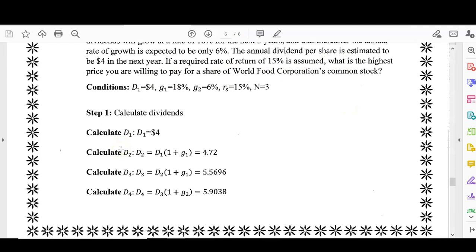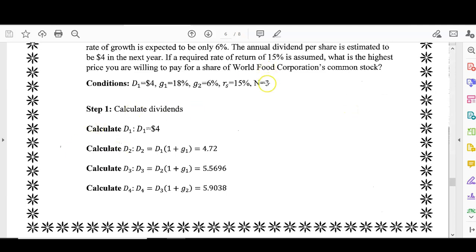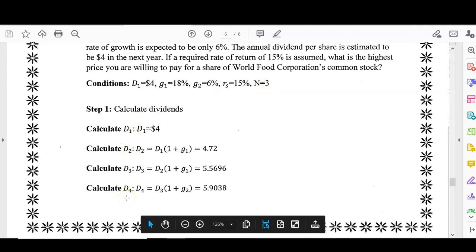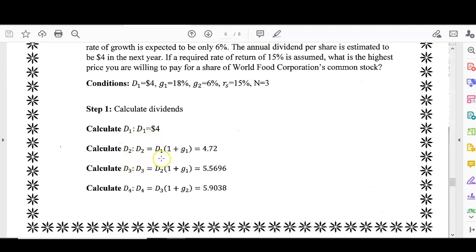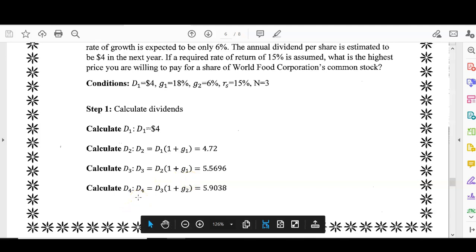Again, we use 3 steps. Step 1, because N is 3, we calculate from D1 to D4, Dn plus 1. D1 is given as $4. D2 is D1 multiplied by 1 plus G1. D3 is D2 multiplied by 1 plus G1. D4 is different because it's in the second stage, so we use D3 multiplied by 1 plus G2. D1 to D3 use G1, and D4 in the second stage uses G2.